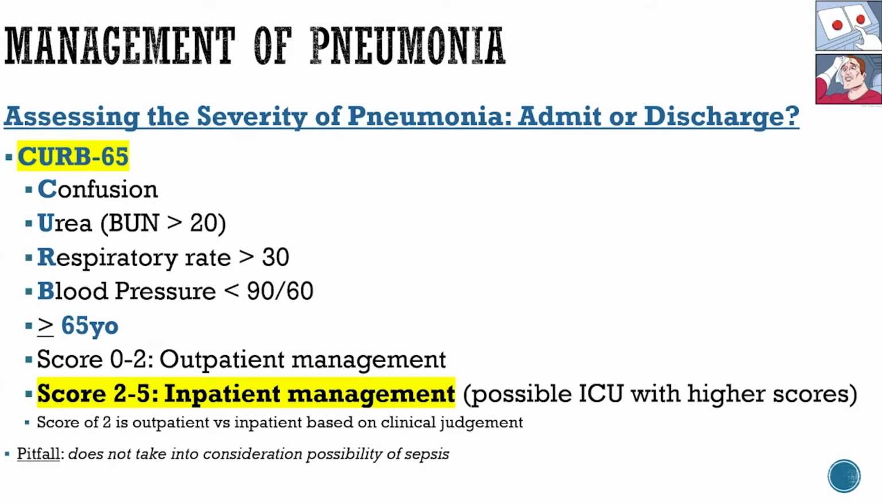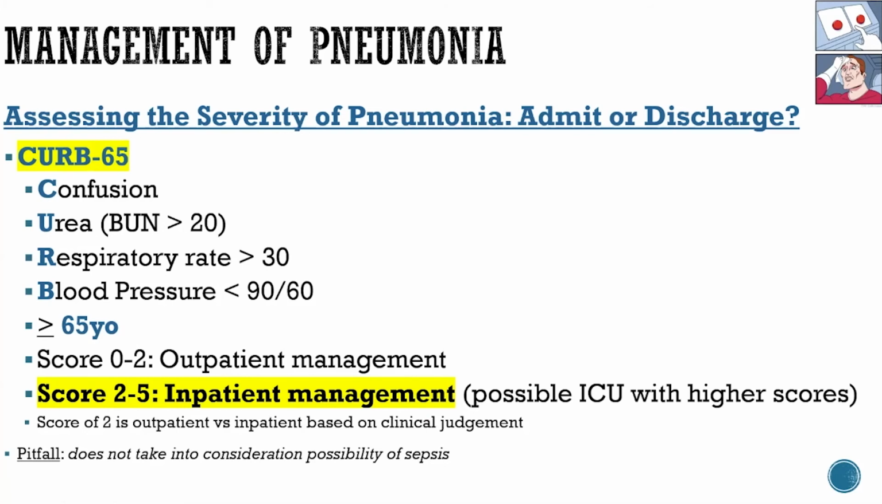CURB 65 essentially stands for confusion, urea, like blood urea nitrogen greater than 20, respiratory rate greater than 30, essentially tachypnea, a blood pressure less than 90/60 or hypotension, and an age greater than 65 years old. As you accumulate more and more of these risk factors, your chances of having a bad outcome increases.